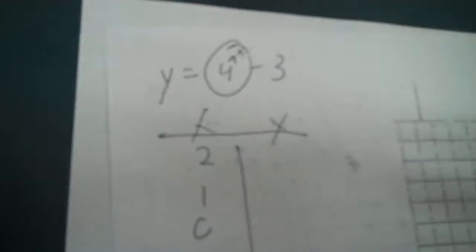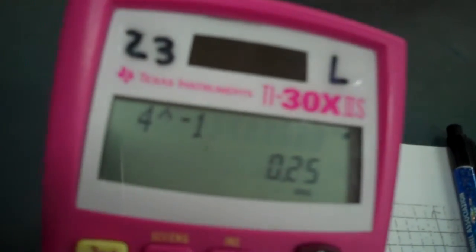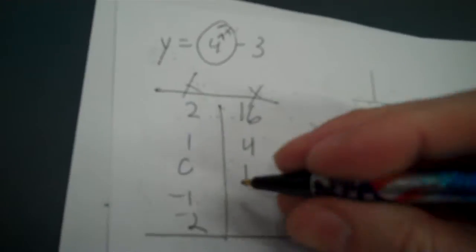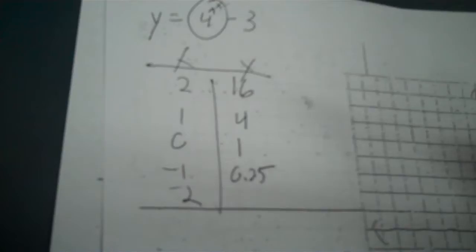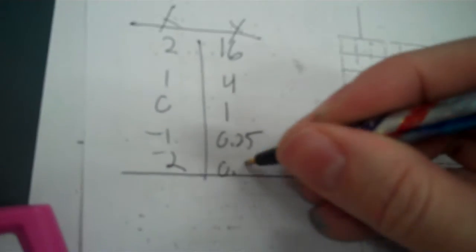So 4 to the second, what's 4 times 4? 16. 4 to the first is 4. 4 to the 0 is 1. And then with those negatives, it's probably best that we just use the calculator, okay? 0.25. 0.06, just go 2 decimal places out.